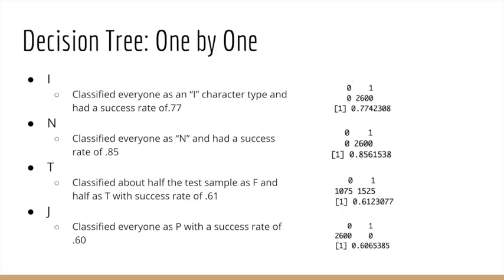Next, I used a decision tree model, and the decision tree did something interesting, whereas for I, N, and J, it decided to put every test variable into whatever the most common thing was. So I is the most common first letter, so it decided to guess that every test observation had an I as the first character, and so on and so forth for I, N, and J.